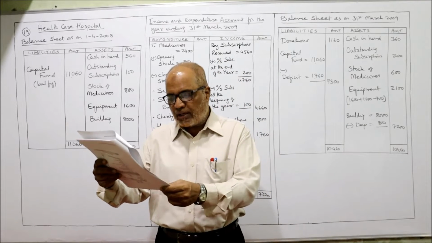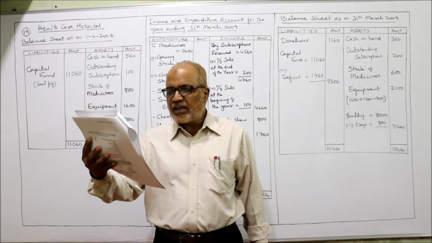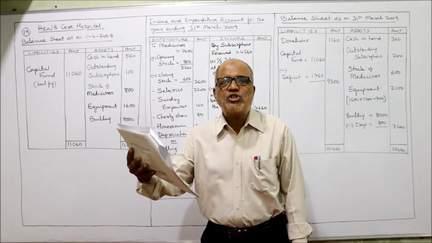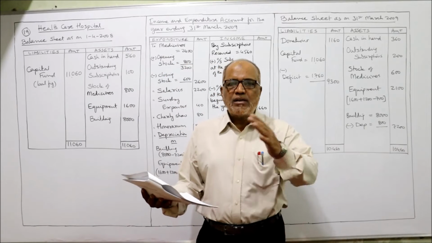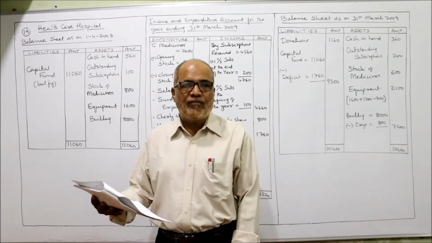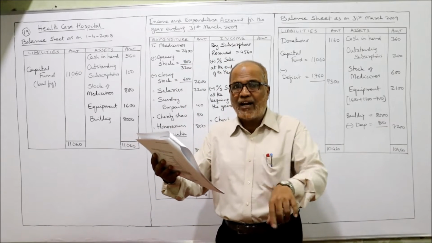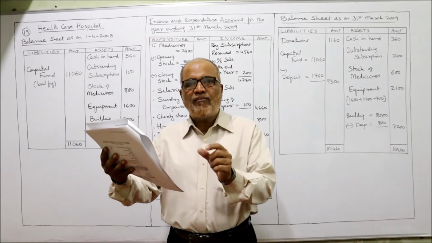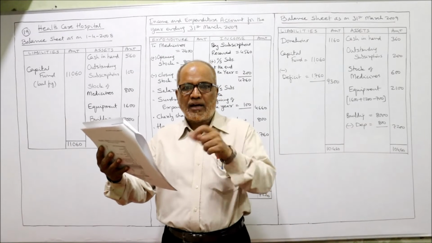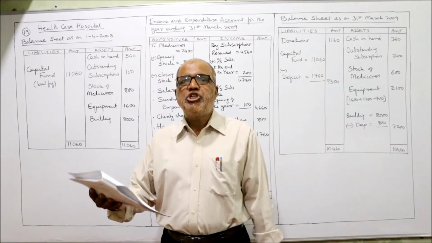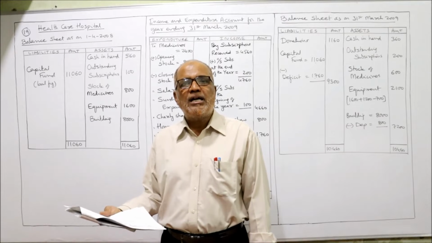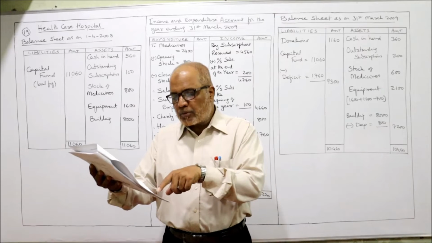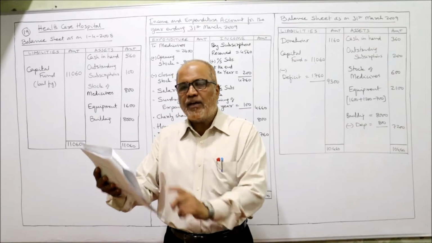Now come to additional information. As on 1st April 2008, as on 31st March 2009. 1st April 2008 means beginning of the year, 31st March 2009, end of the year. So we are given the values of items at the beginning and at the end. Subscriptions due. Due means outstanding. Outstanding subscription, beginning of the year 100, end of the year 200.